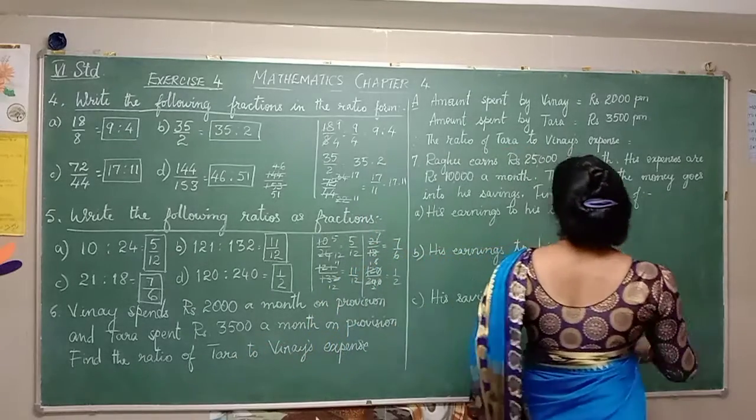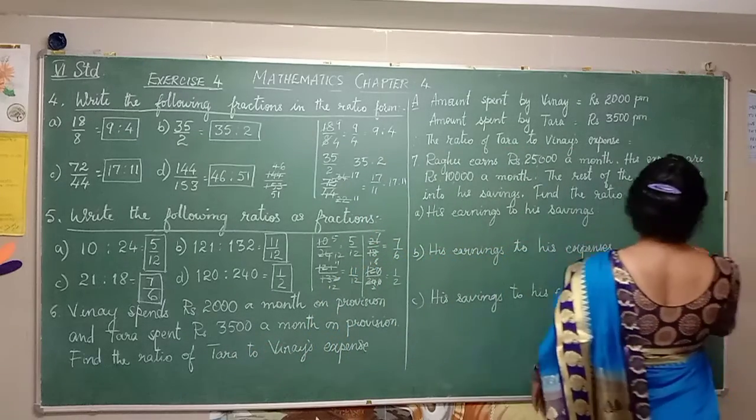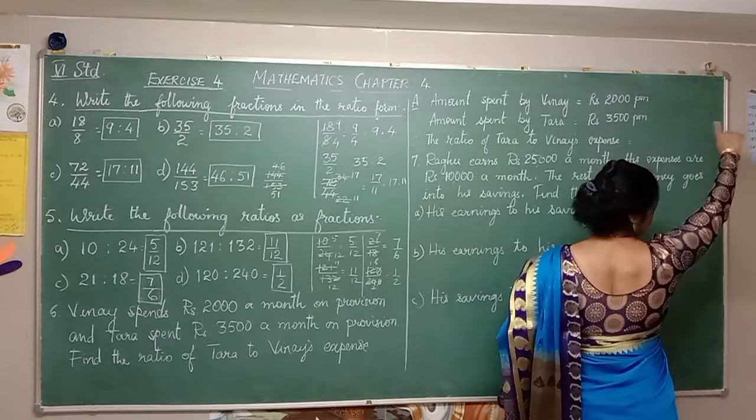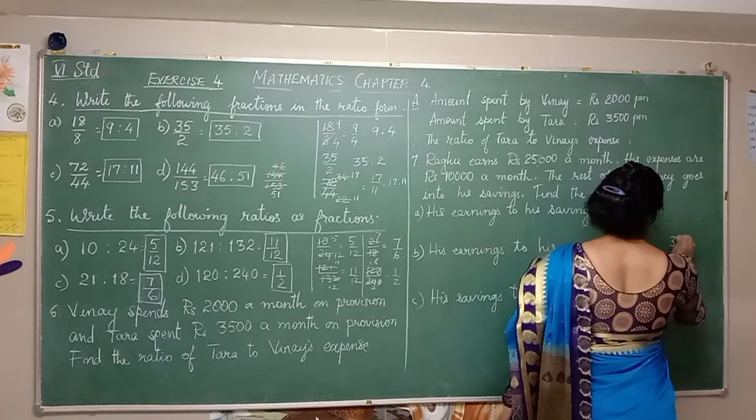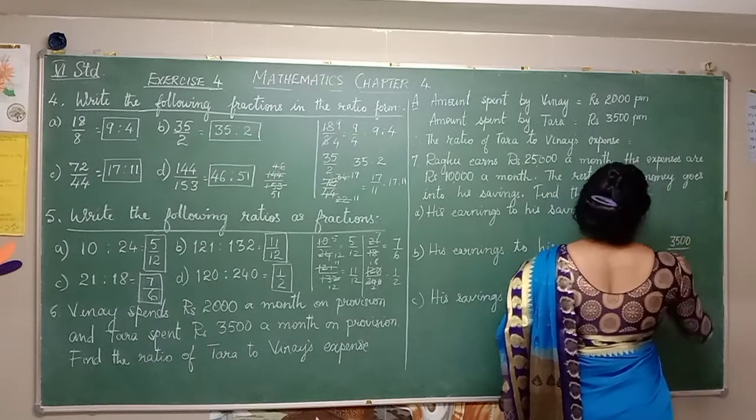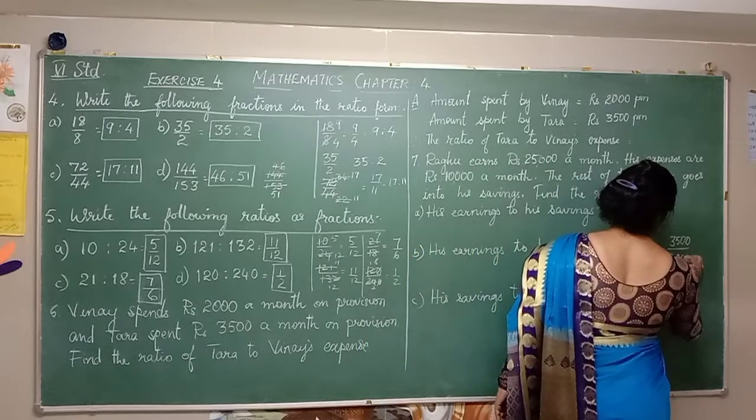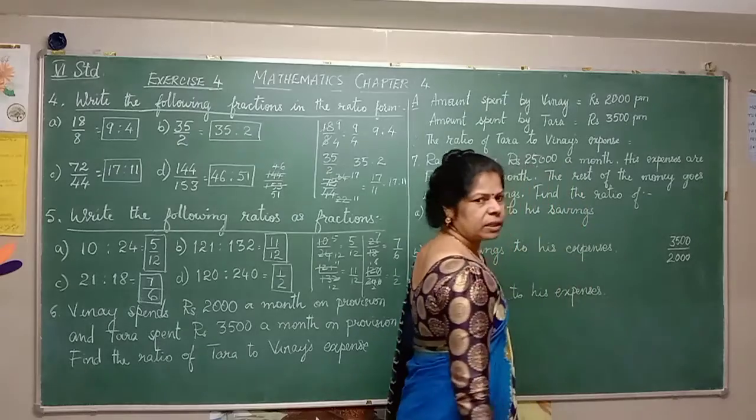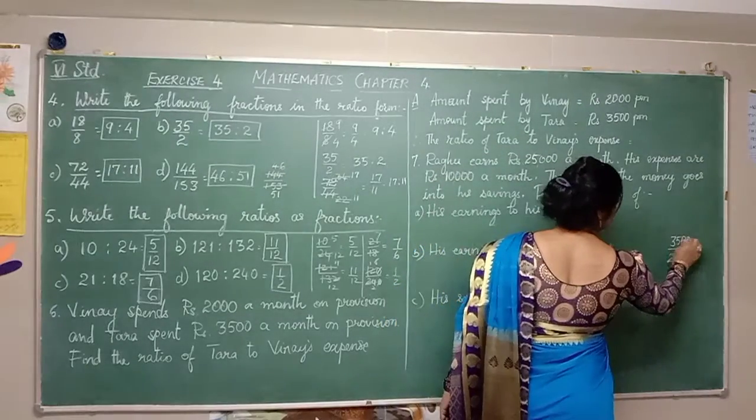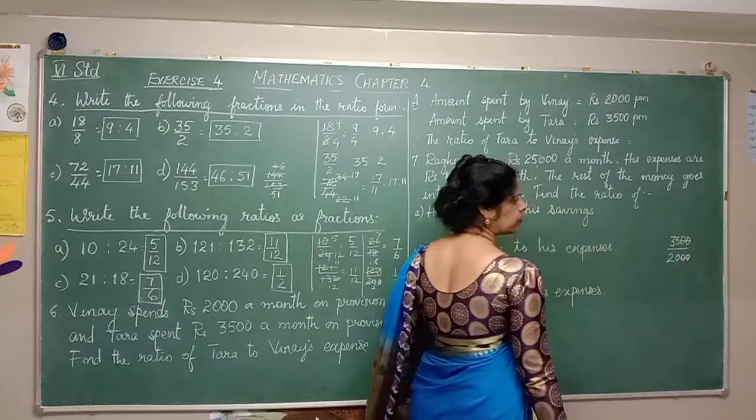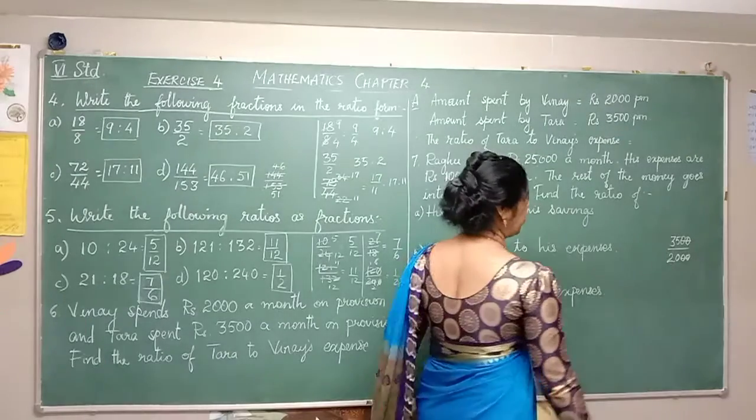So first is Tara. Tara is how much? 3500. I'll write it here. You write in the working column last. So 3500 by 2000. Got it? Now, see here, these two zeros went, these two zeros went. What is remaining? 35 by 20.